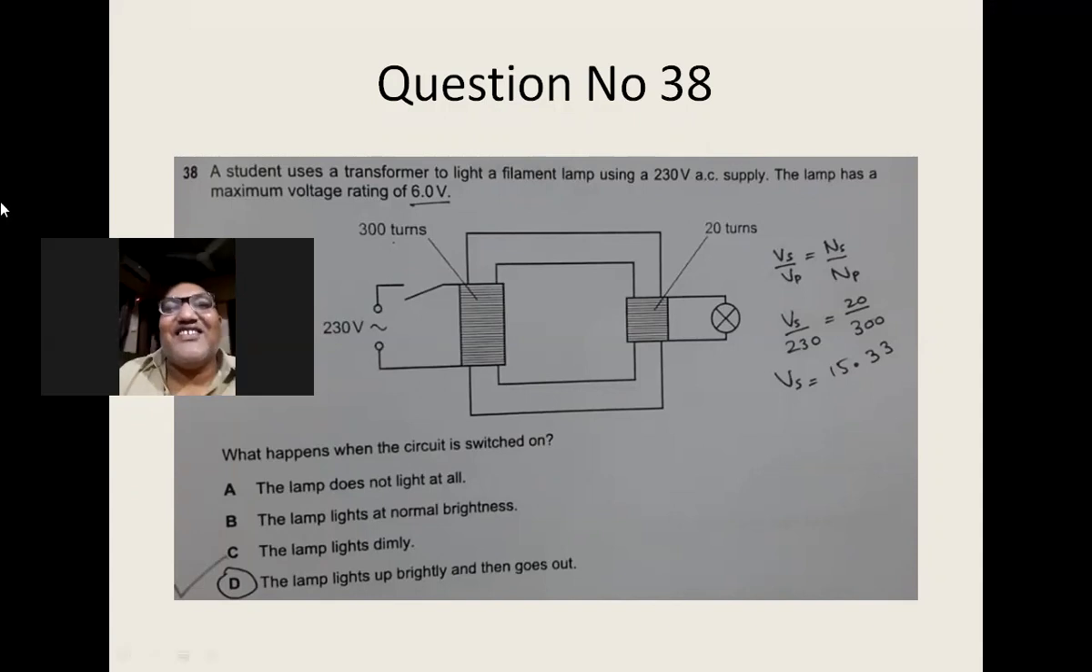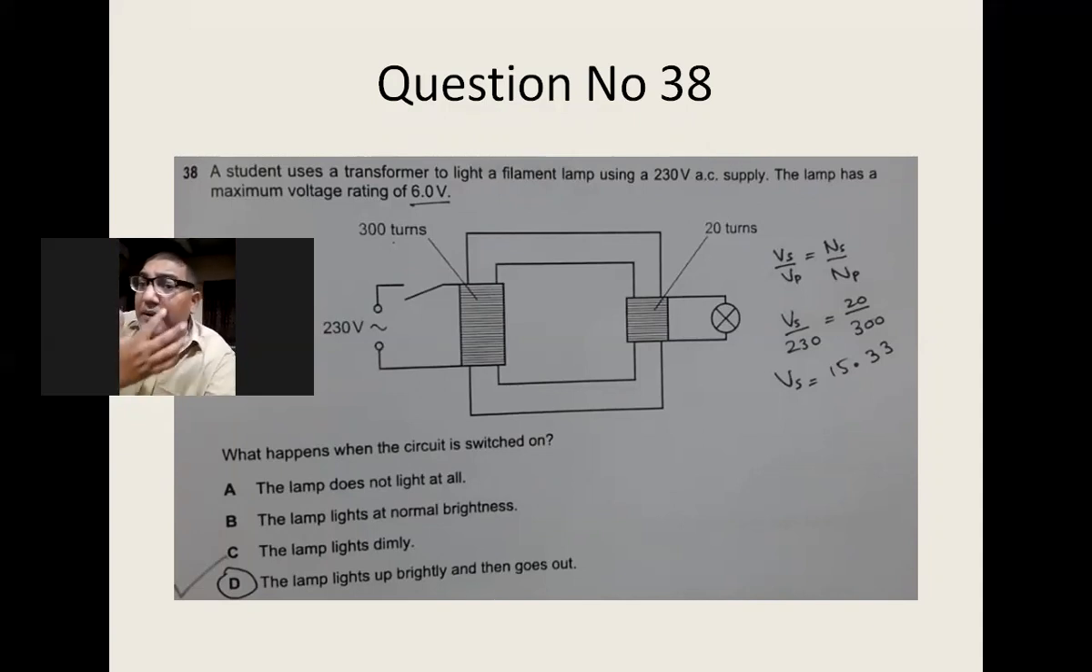Okay, so this is what will happen. The lamp lights up brightly and then goes out. D is the right option. The rest of the options: the lamp does not light at all, that's wrong. The lamp lights at normal brightness? No, the voltage you produced is very high as compared to the normal voltage.